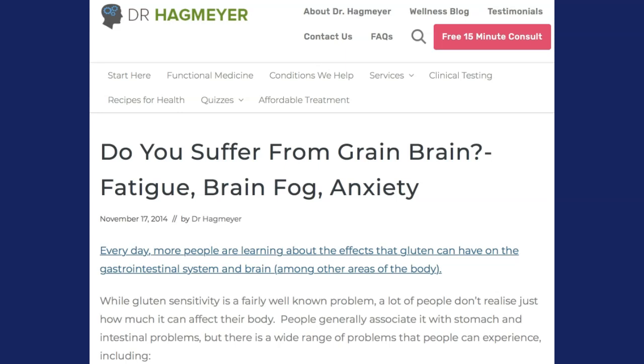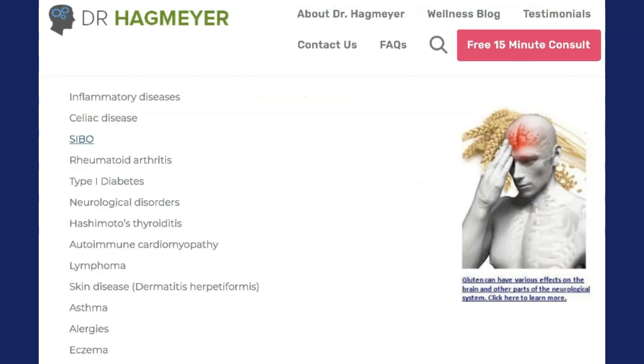While gluten sensitivity is a fairly well-known problem, a lot of people don't realize just how much it can affect their body. People generally associate it with stomach and intestinal problems, but there is a wide range of problems that people can experience, including inflammatory diseases, celiac disease, SIBO, rheumatoid arthritis, type 1 diabetes, neurological disorders, Hashimoto's thyroiditis, which is important here. We come to that later. Autoimmune, cardiomyopathy, lymphoma, skin disease, asthma, allergies, eczema, and so on.